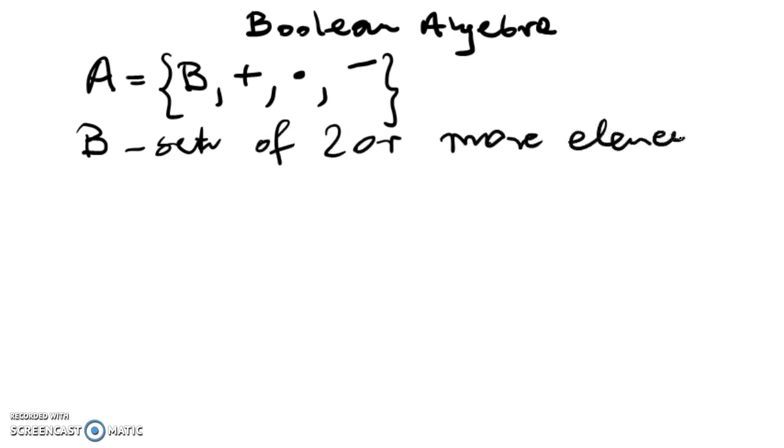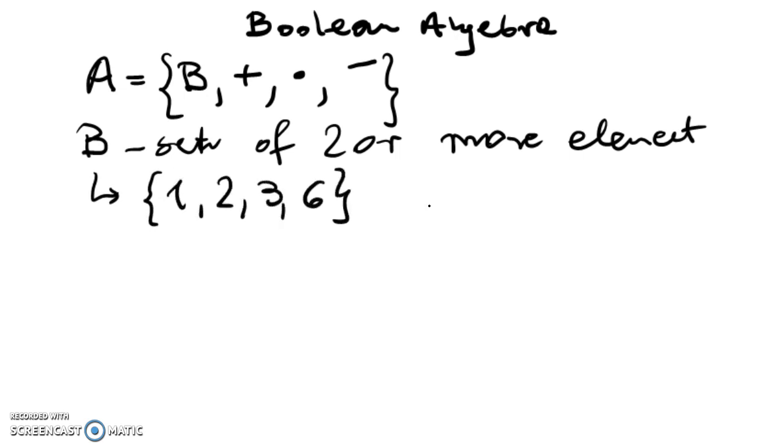In slides 22, 24, 25, 26 of my lecture material, I present this algebra and also an example of B, which consists of, instead of 0, 1, a different set of numbers: 1, 2, 3, 6. So it is possible to have more than two elements in a Boolean algebra.